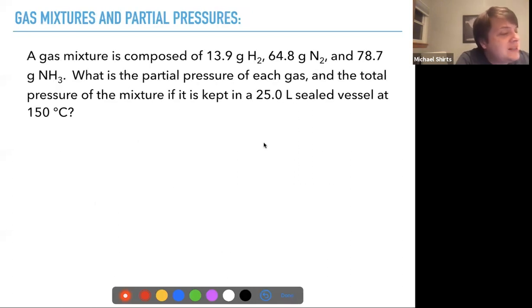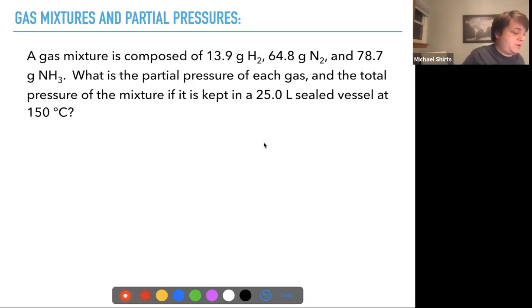Okay, so let's just do a direct application of this. A gas mixture is composed of 13.9 grams hydrogen gas, 64.8 grams nitrogen gas, and 78.7 grams ammonia. What's the partial pressure of each gas and the total pressure of the mixture if it's kept in a 25-liter sealed vessel at 150 degrees C? Okay, so the first thing we'd have to do is convert from number of grams, which the ideal gas law doesn't really care about, to the number of moles.